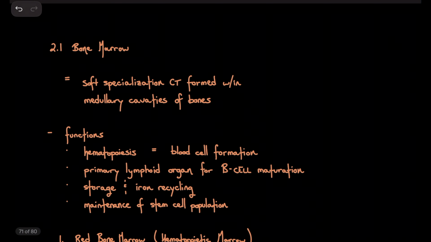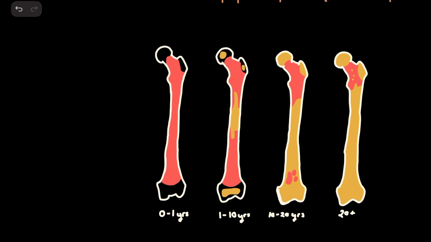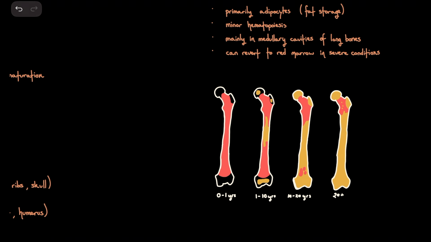So the bone marrow is soft, specialized connective tissue formed within the medullary cavities of bones. This is kind of the progression of how it looks over the years. But within the space inside bones, you have this soft connective tissue called bone marrow that is constantly generating different types of blood cells for you. The inside, that nougat center of the bone, is dubbed the medullary cavity.